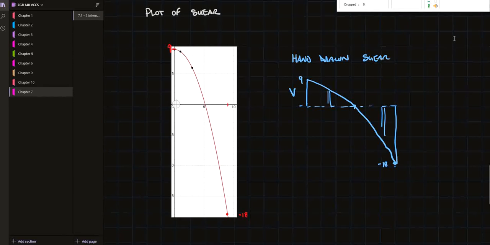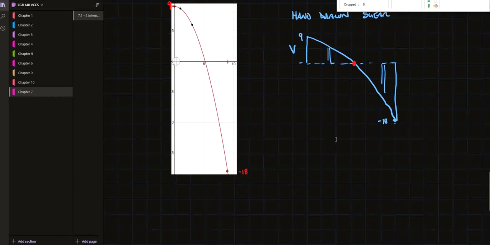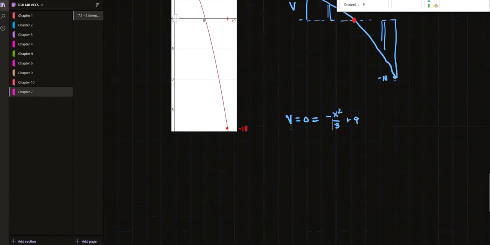Okay. All right. So we are interested in where this crosses. That's an interesting point, where v equals 0, and we can figure that out. We can calculate that because we can set v equal to 0 here and solve for x. So minus x cubed over 3 plus 9, x squared, not x cubed.